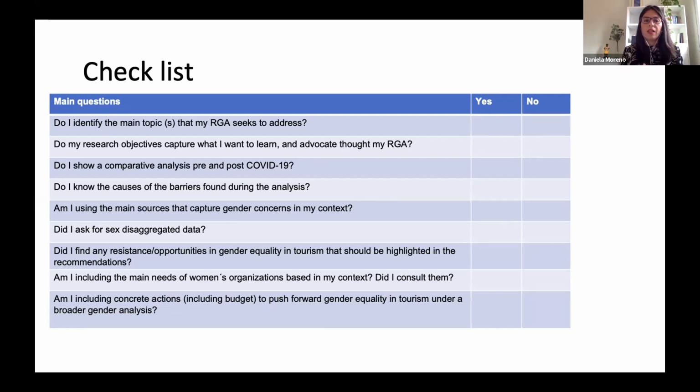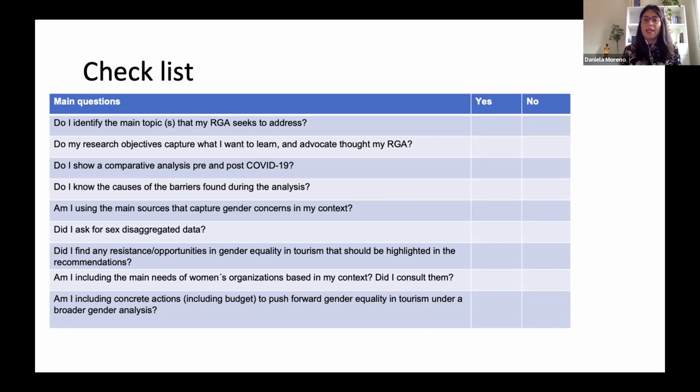It will be very nice if you can highlight what are the main opportunities, how these opportunities are going to lead to very concrete actions, and also what are the resistance or challenges in order to reduce gender inequality in tourism, and what are going to be the actions in short term and medium term that my rapid gender assessment is considering.